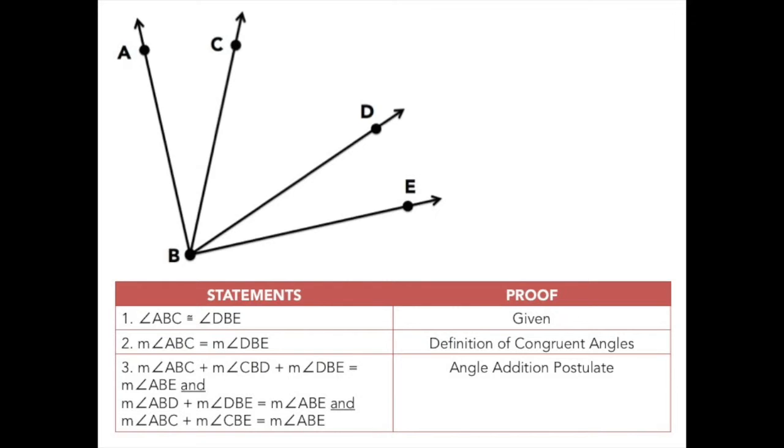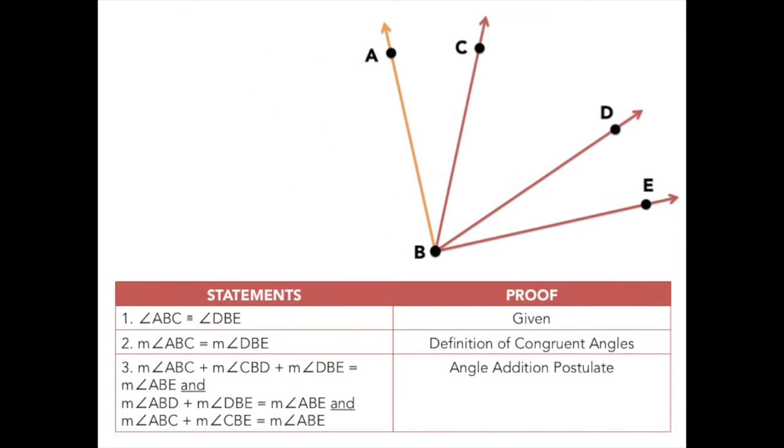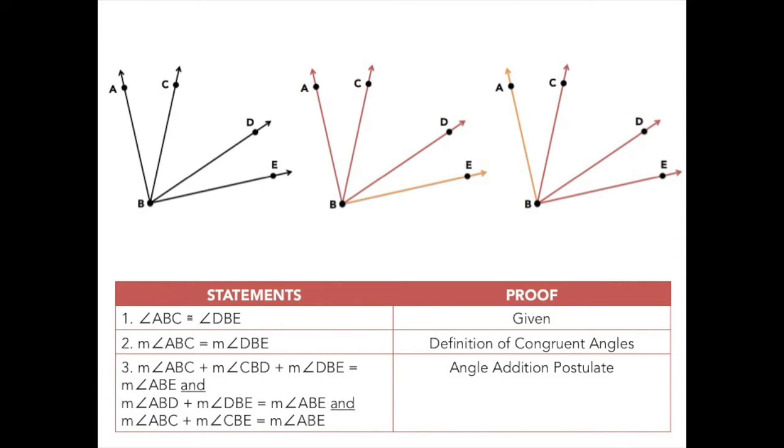Measure of angle ABC plus measure of angle CBD plus measure of angle DBE is equal to measure of angle ABE. And measure of angle ABD plus measure of angle DBE is equal to measure of angle ABE, as well as measure of angle ABC plus measure of angle CBE is equal to measure of angle ABE also. This can be proven by the angle addition postulate.